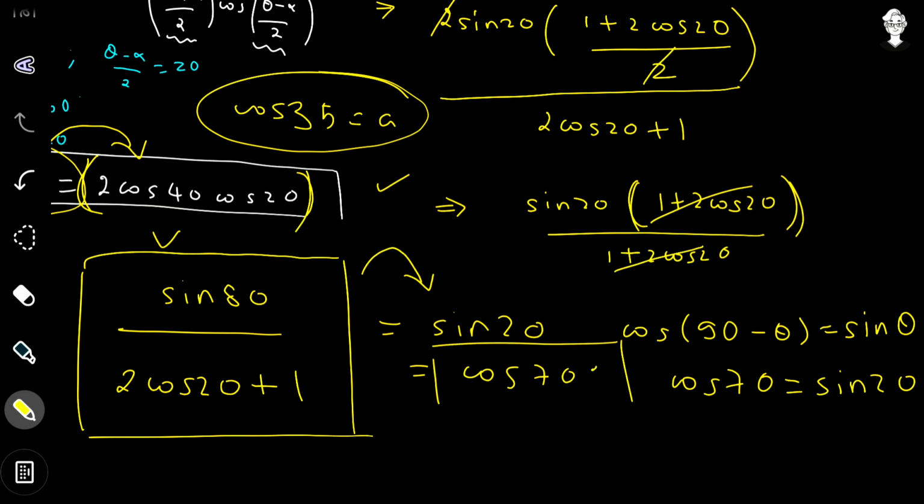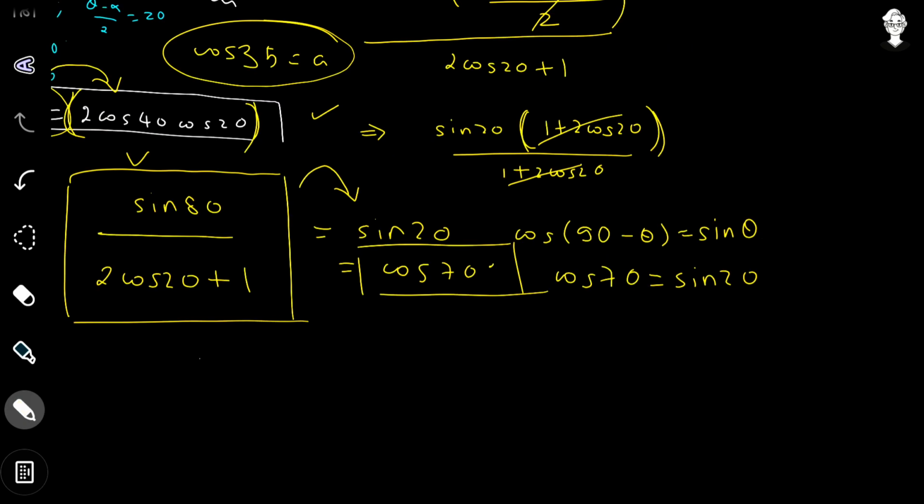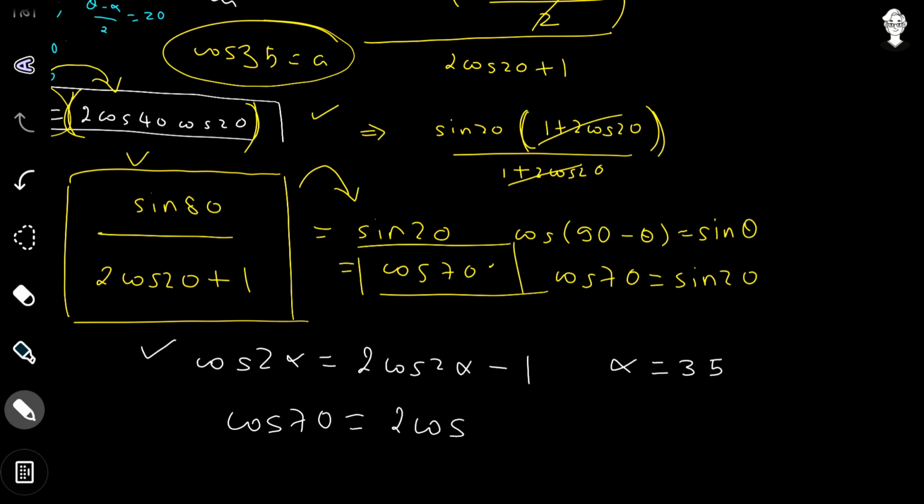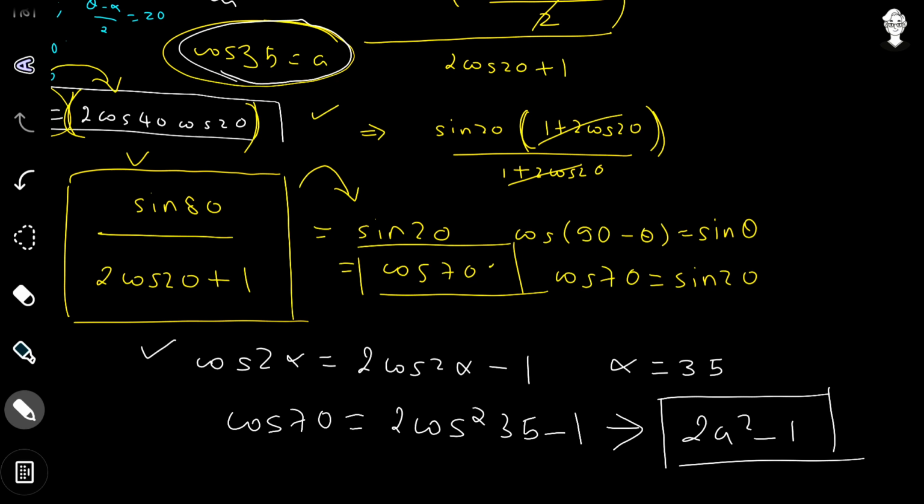But again, we have the value of cos of 35, not cos of 70. So here we are going to apply a trigonometric identity. The identity says that cos of 2 times alpha is equal to 2 times cos square alpha minus 1. Now if we replace alpha with 35 degree, in the left hand side we will have cos of 2 times 35, that is cos of 70 degree, and this would be equal to 2 times cos square 35 minus 1. Now as per the given data, cos 35 has a value equal to a, so cos 70 equals 2 times a square minus 1, and 2 times a square minus 1 is the value of cos of 70.